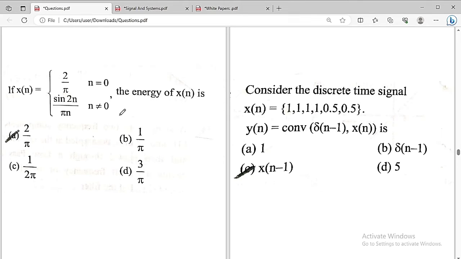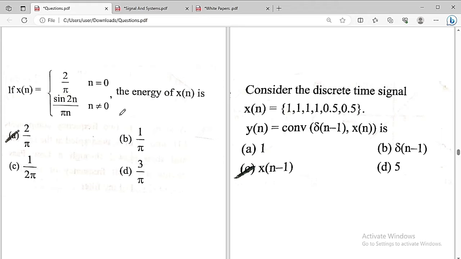So basically, if you see clearly, there is a discrete time signal. For n equal to 0, its value is equal to 2 by pi, and for n not equal to 0, its value is equal to sin(2n) by pi n. Then we have to find the energy of the signal x of n. The four options: option A, 2 by pi, is the correct solution of this question.